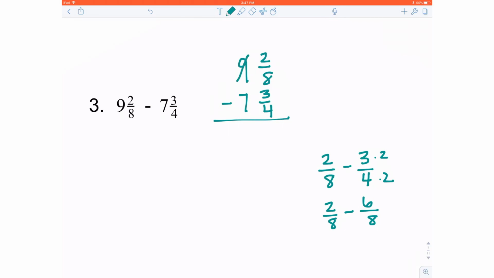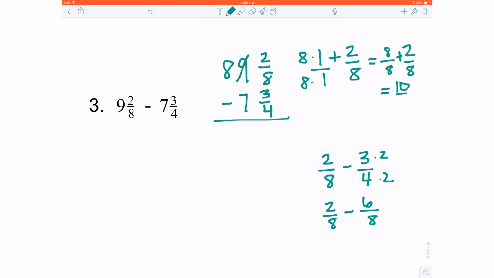So when we borrow from the whole number side, this becomes an 8, and we're adding a 1 to the 2 eighths. Sorry, not to this, to the 2 eighths. So 1 plus 2 eighths. Okay? Now, again, we have to give them the same denominator. This is 1 over 1 because any whole number is just over 1. And we're going to multiply by 8 to give them the same denominator. So this gives us 8 over 8 plus 2 over 8, which is equal to 10 over 8.